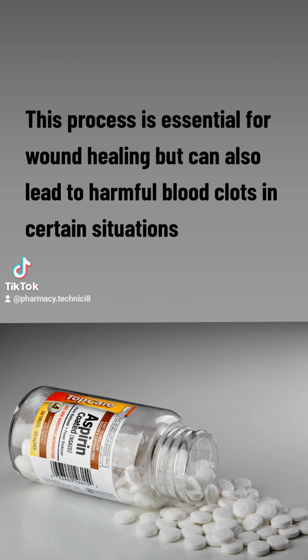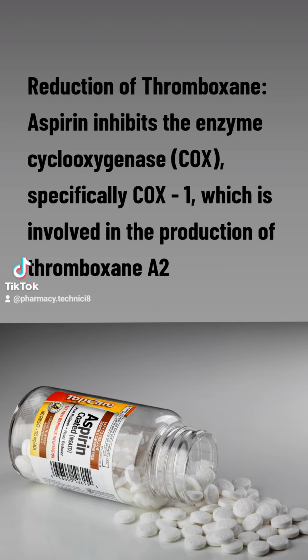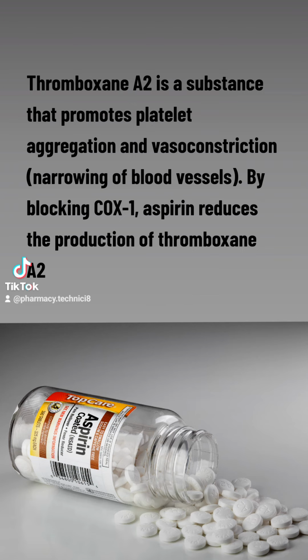situations. Reduction of thromboxane. Aspirin inhibits the enzyme cyclooxygenase (COX), specifically COX-1, which is involved in the production of thromboxane A2. Thromboxane A2 is a substance that promotes platelet aggregation and vasoconstriction, the narrowing of blood vessels. By blocking COX-1, aspirin reduces the production of thromboxane A2.